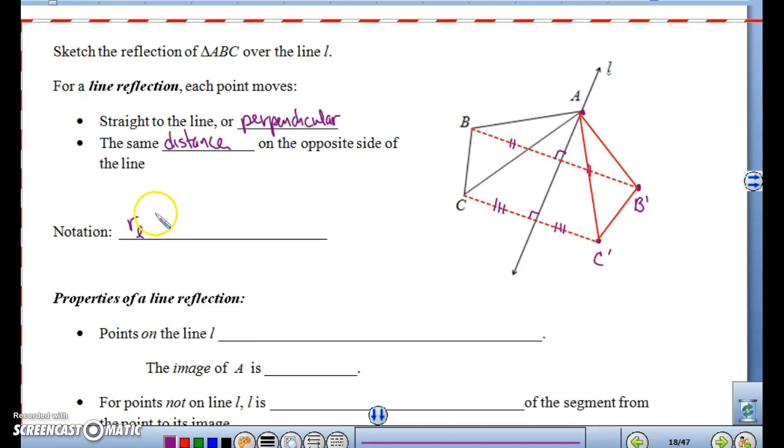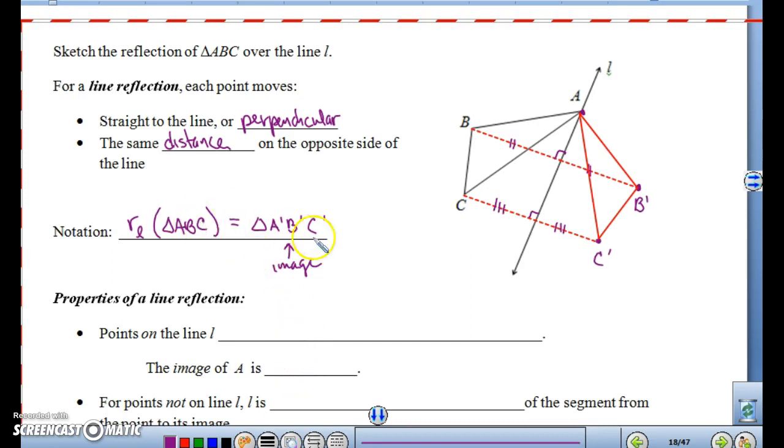Now, we just did the reflection in line L of triangle ABC. Triangle ABC becomes triangle A prime, B prime, C prime. We reflected in line L triangle ABC, and it became its image, triangle A prime, B prime, C prime. This is the image.